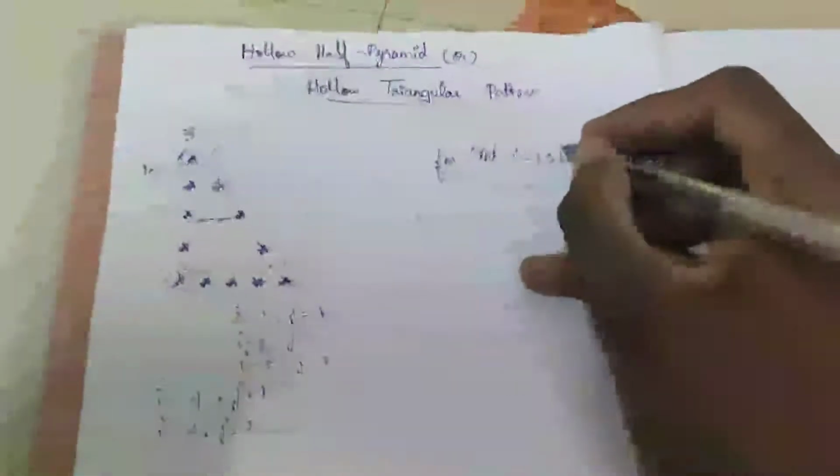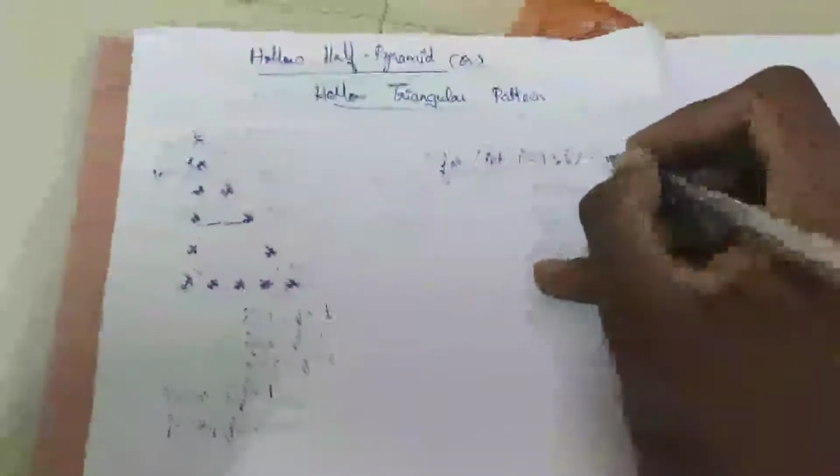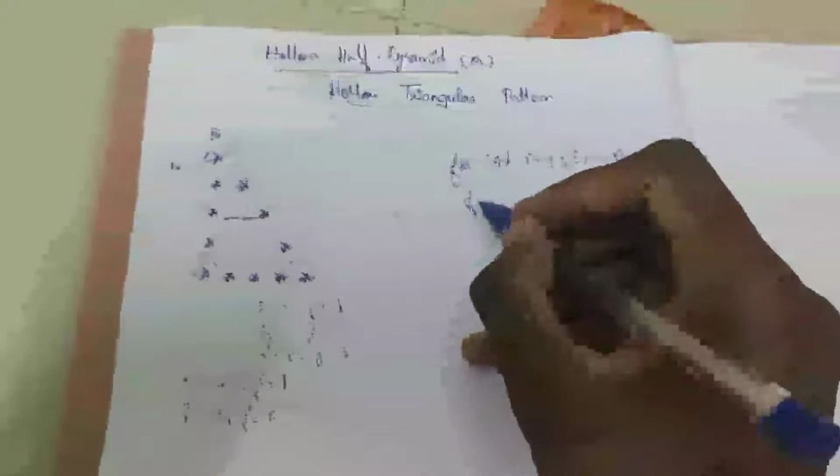So I am going to write an outer for loop: for int i equal to 1, i less than or equal to n, i plus plus, and in the inner loop, for int j equal to 1, j less than or equal to n, j plus plus.